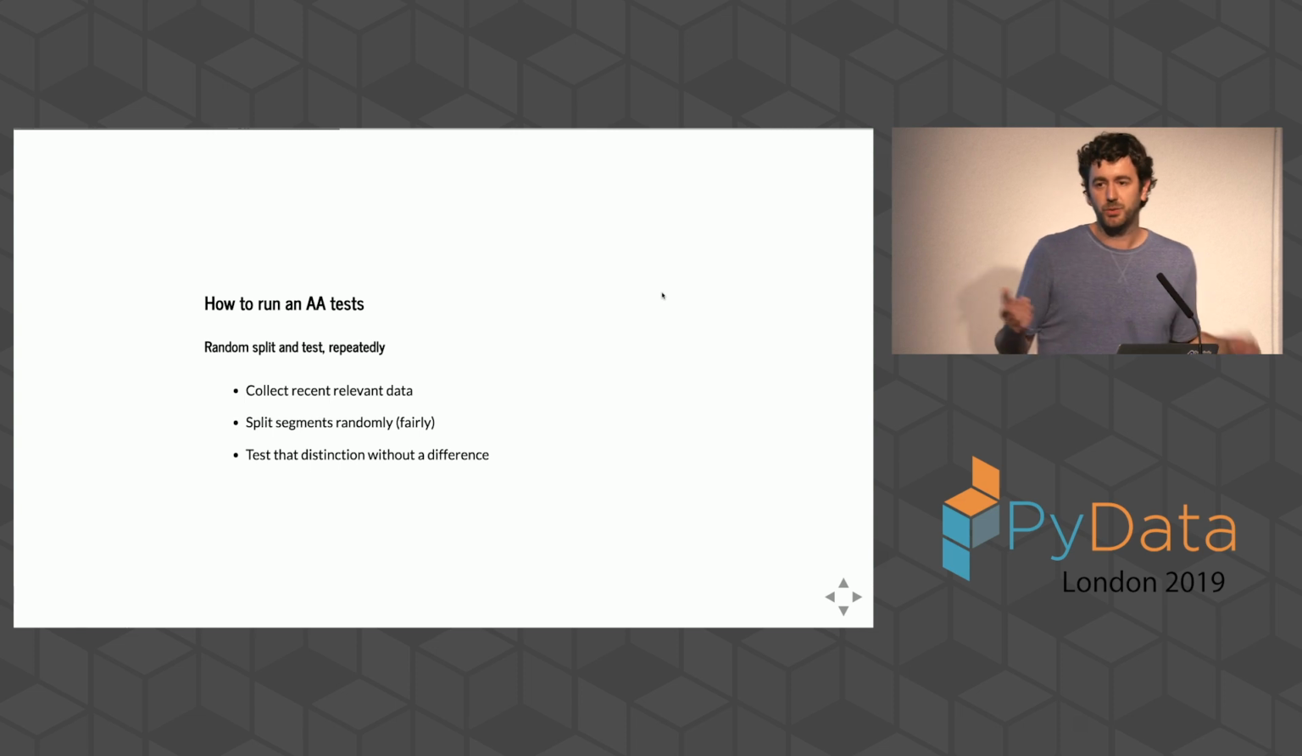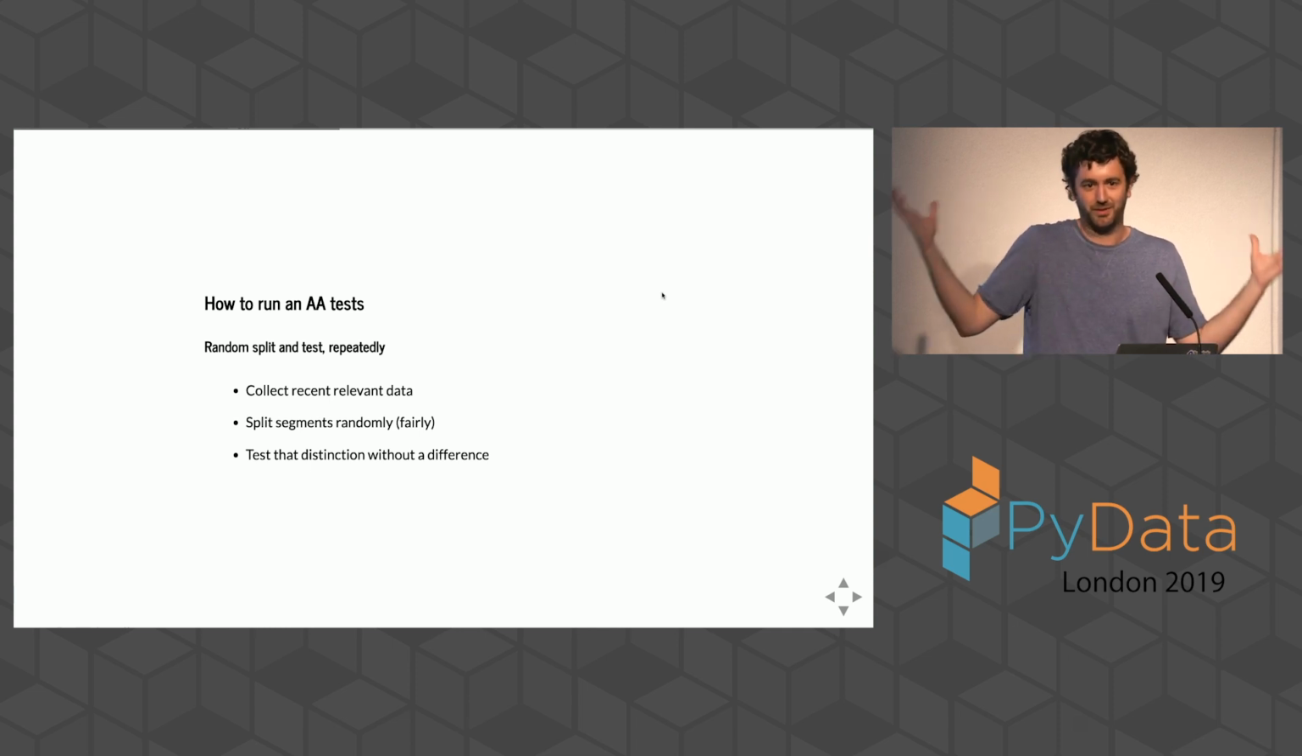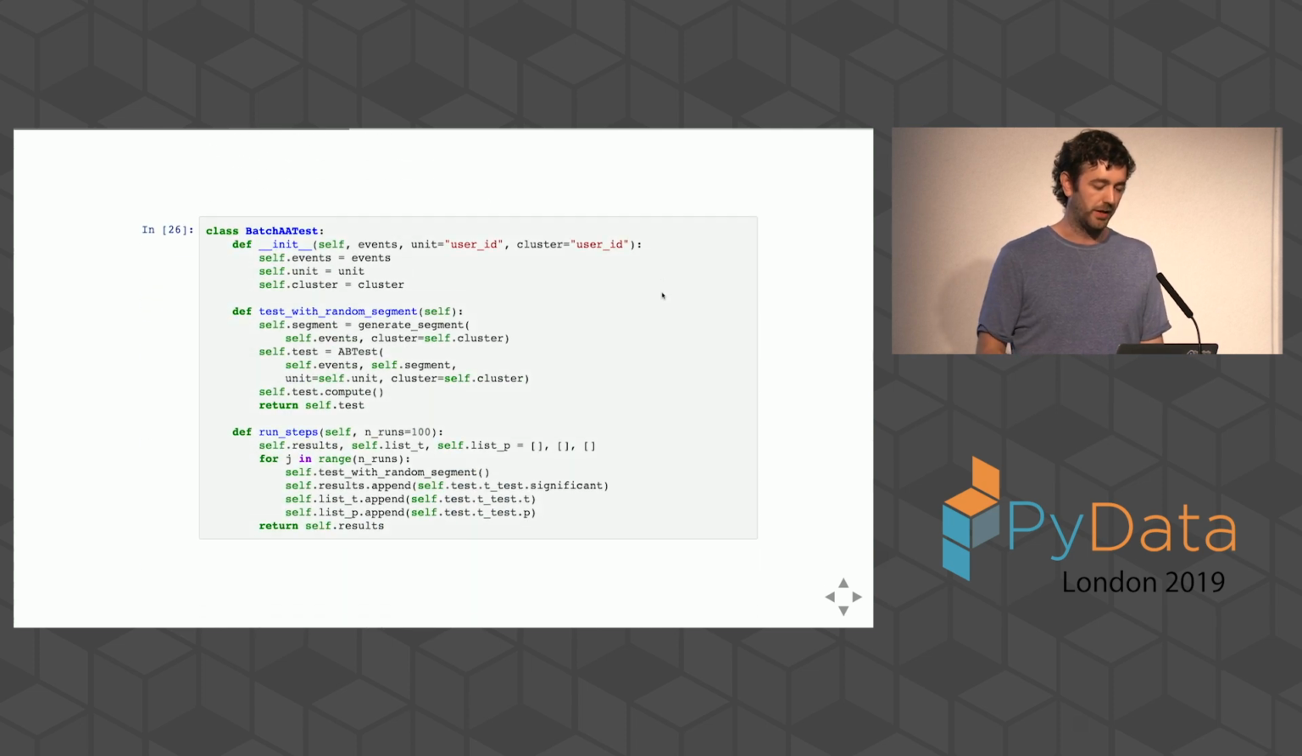Okay, so basically what we're going to do is take that. I'm talking about websites, but you can use it for something else. So take data from your website from the past 6 months, randomly split between control and treatment n times, and so you end up with n A/A tests. Okay, so we're going to do a batch of A/A tests. So we do this splitting, and we do this, in this case, 100 times.